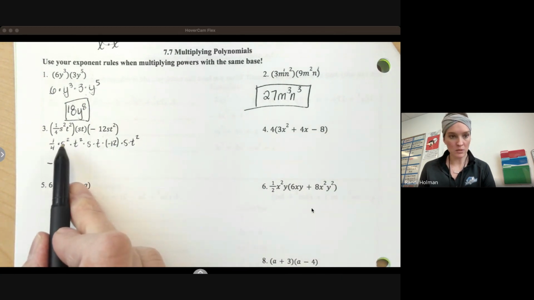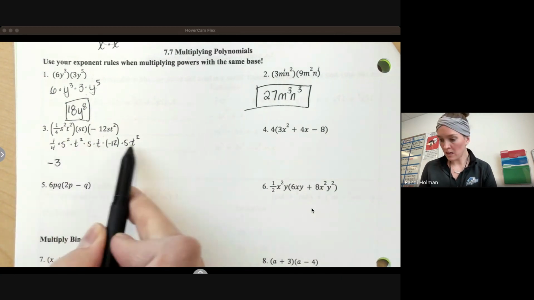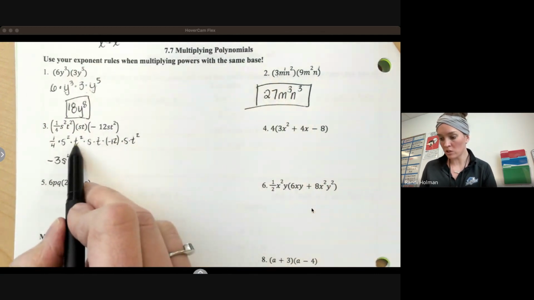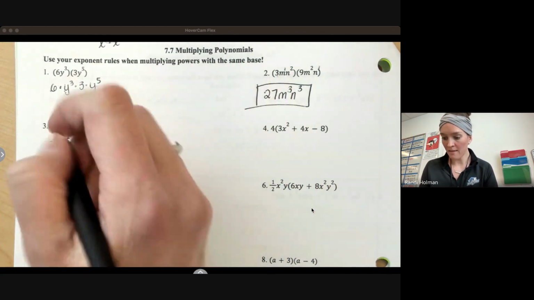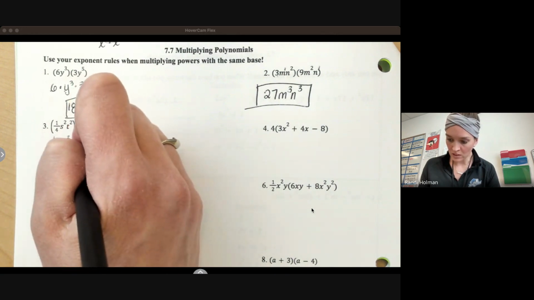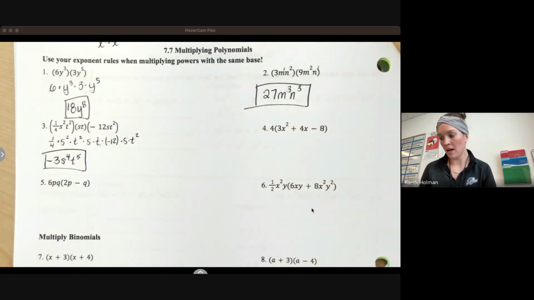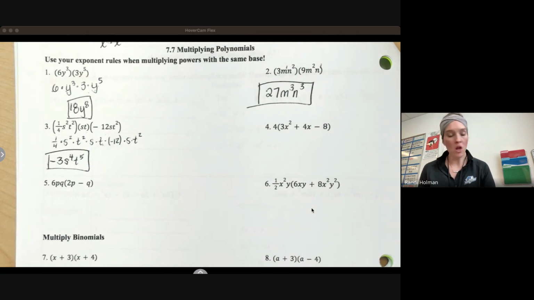How many factors of s do we have? 1, 2, 3, 4. So s to the fourth. How many factors of t? There's 2, 3, 4, 5. So t to the fifth. Combining the things we can combine as we are multiplying. Okay, so those are all monomials times monomials. We're just multiplying monomials together.